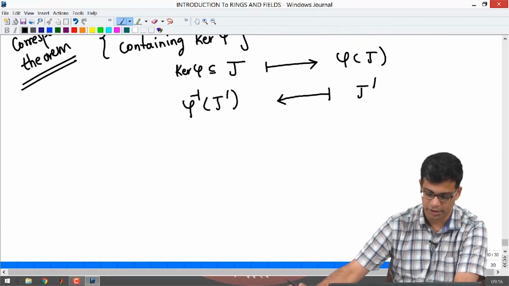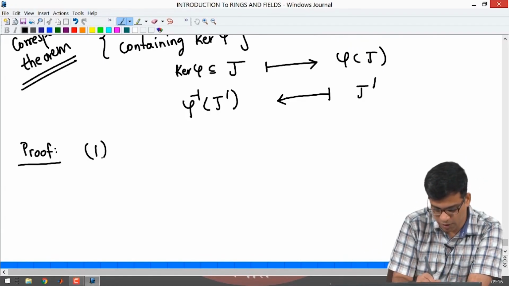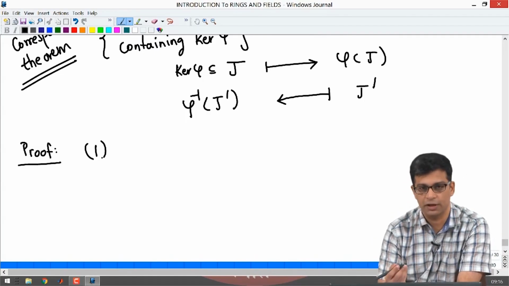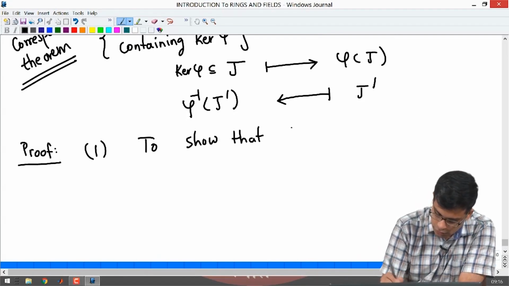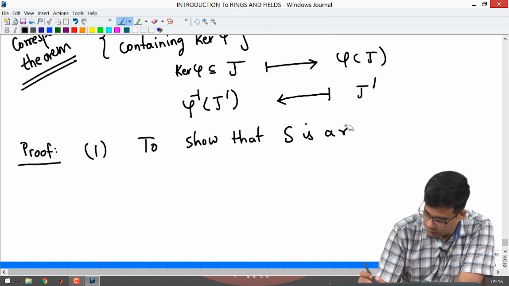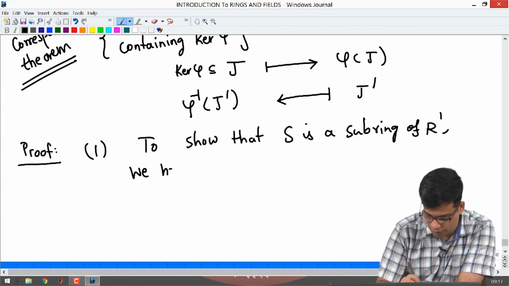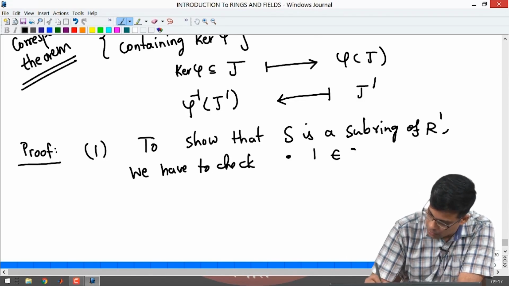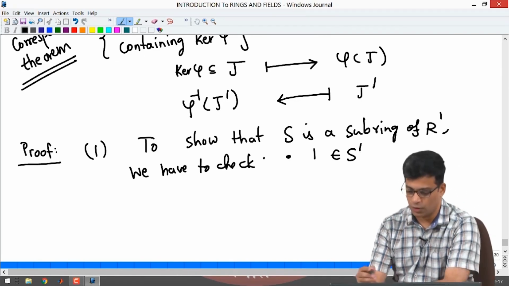So, the theorem has 3 parts, let us prove them one by one. So, proof of the theorem. The first part is fairly easy, so let us quickly prove this. What is the meaning of a subring? To show that S is a subring of R prime, we have to check various things, right. I will list some of these properties now. We have to check that 1 is in S prime.